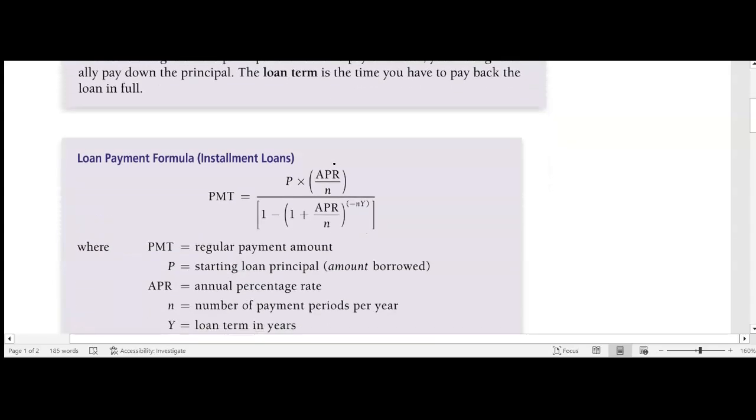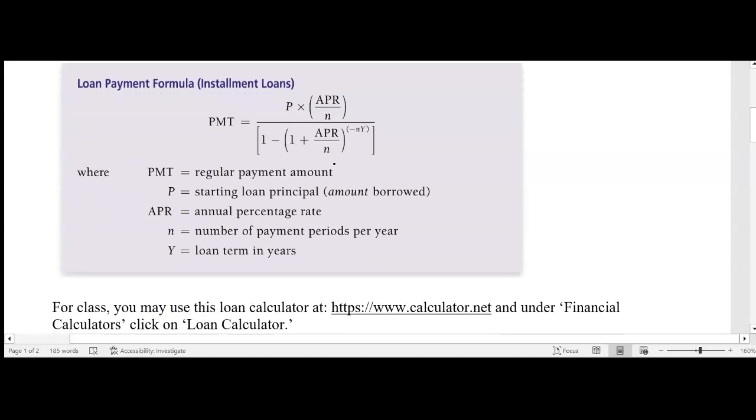This is basically our formula for a loan payment using installment loans. Now, this N is the same as we talked about in the last video on compound interest. N is how many times it's compounded, or the number of payment periods per year. So if you're making monthly payments, your N would be 12. If you're making quarterly payments, your N would be 4, and so forth.